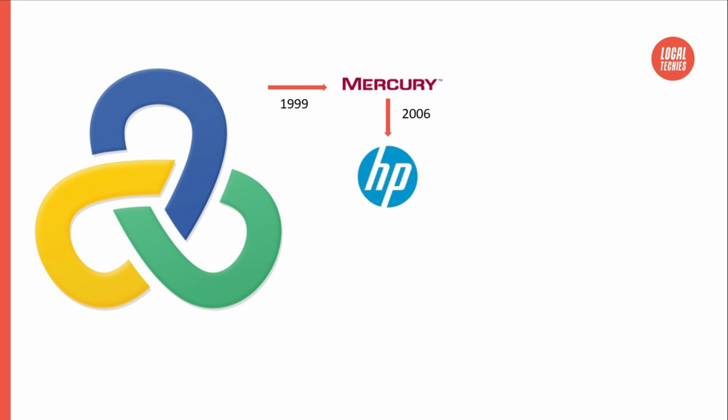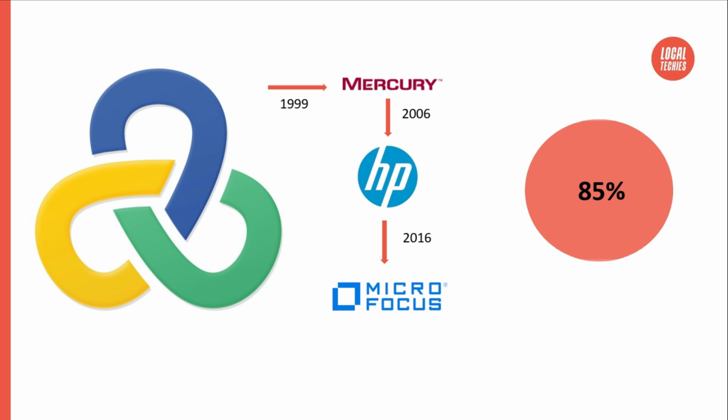Now let's move on to our much awaited LoadRunner. LoadRunner is a performance testing tool which was pioneered by Mercury in 1999. LoadRunner was later acquired by HPE in 2006, and in 2016, LoadRunner was acquired by Micro Focus. LoadRunner is not only a pioneer tool in performance testing, but it is still the market leader in the performance testing paradigm. In a recent assessment, LoadRunner has about 85% of market share in the performance testing industry.